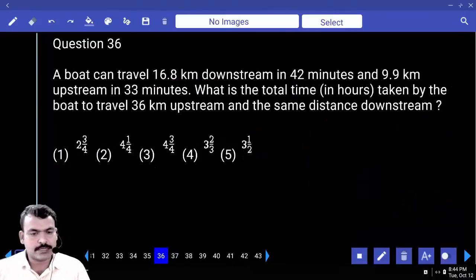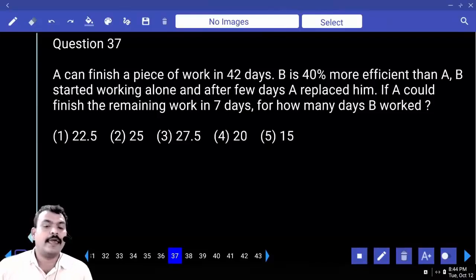Next, question number 37. A can finish a piece of work in 42 days, but B is 40% more efficient than A. B started working alone and after a few days A replaced him, and A could finish the remaining work in 7 days. What is the question here? For how many days did B work?